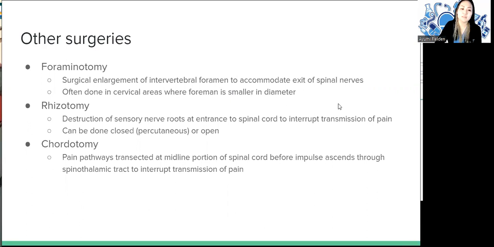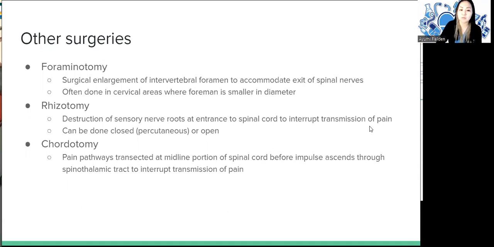And another one is rhizotomy, the destruction of sensory nerve roots at the entrance to the spinal cord to interrupt transmission of pain. So it is done for your pain management patient. Spinal surgery is not just for a laminectomy or spinal fusion, it has a lot to do with pain management too. And if you think about those patients, they have been taking some pain medication for some time, so they might have some tolerance there as well.